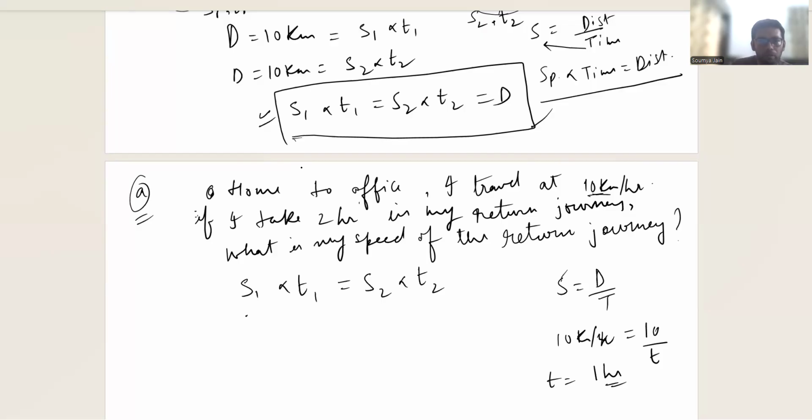So yeah, 10 into 1. And here we don't know the speed of the return journey, that we have to find out. But we know the time for the return journey, that is 2 hours. So I will keep this S2 as S2 and this is 2 hours. Now you can find out. Using the simple rules of algebra, this 2 will go under the denominator. So 10 into 1 by 2 is equal to S2, which is 5 km per hour.